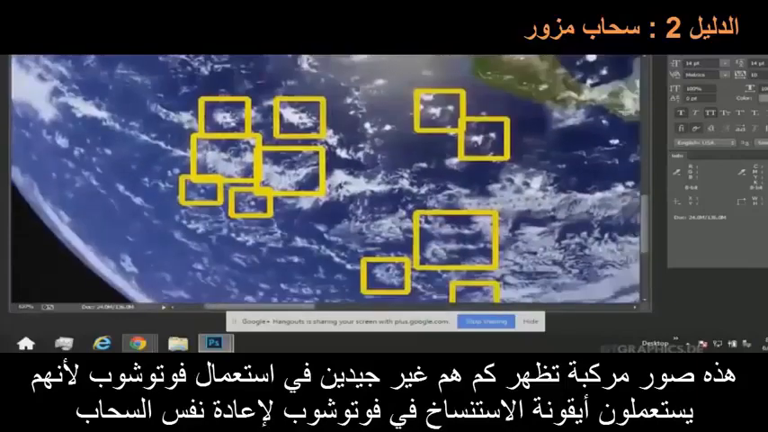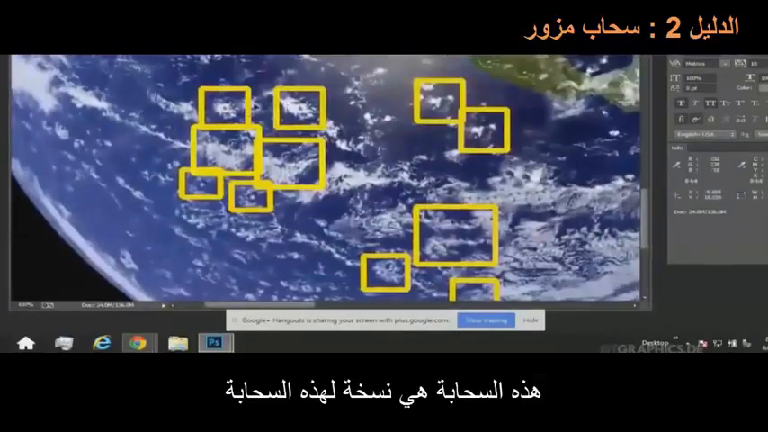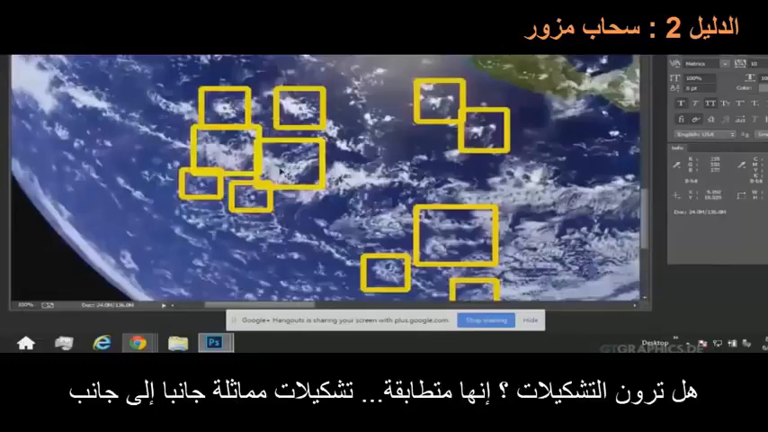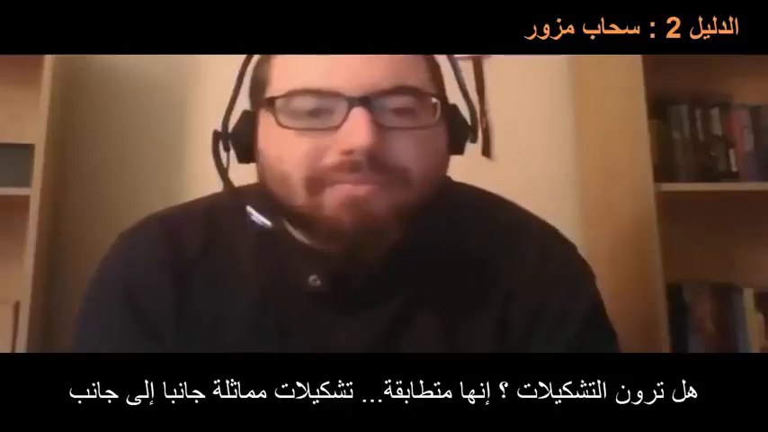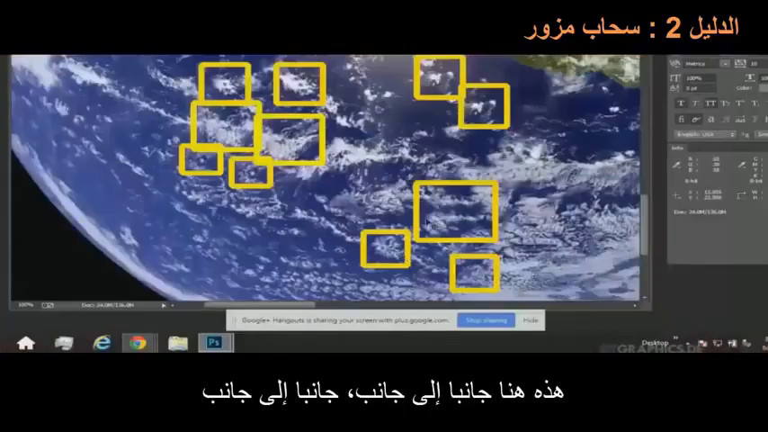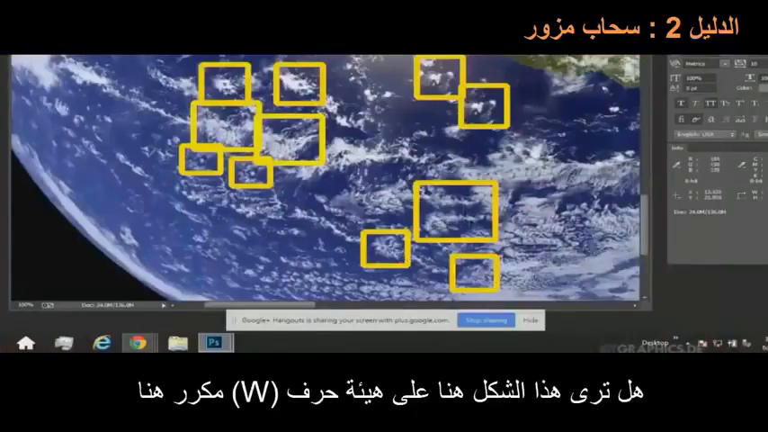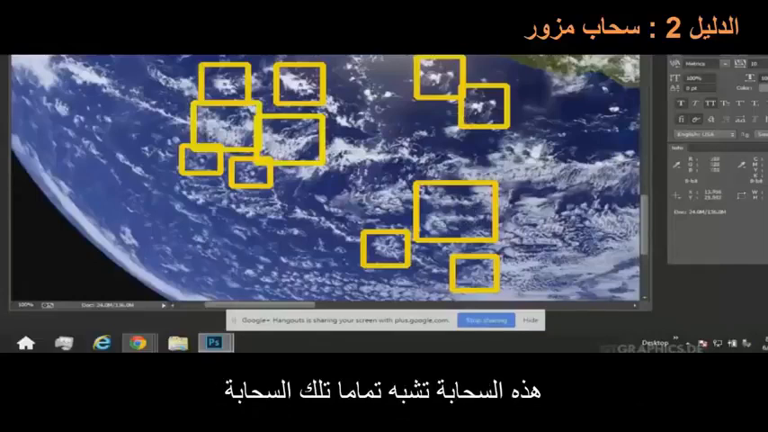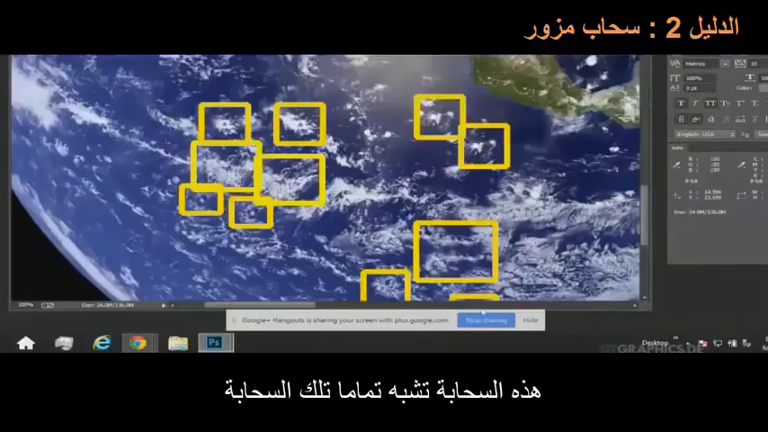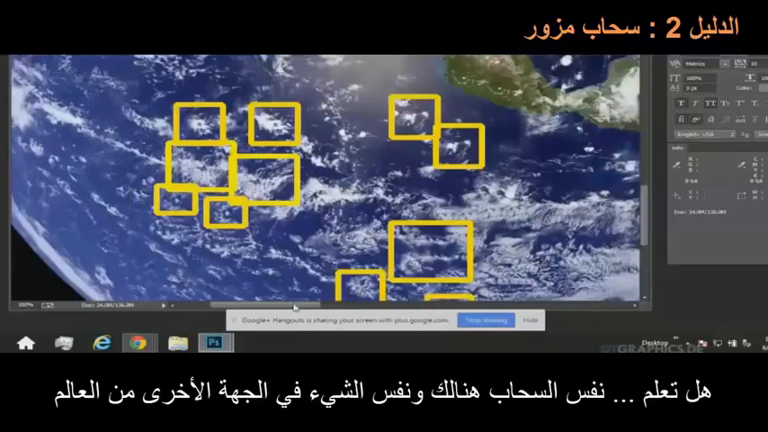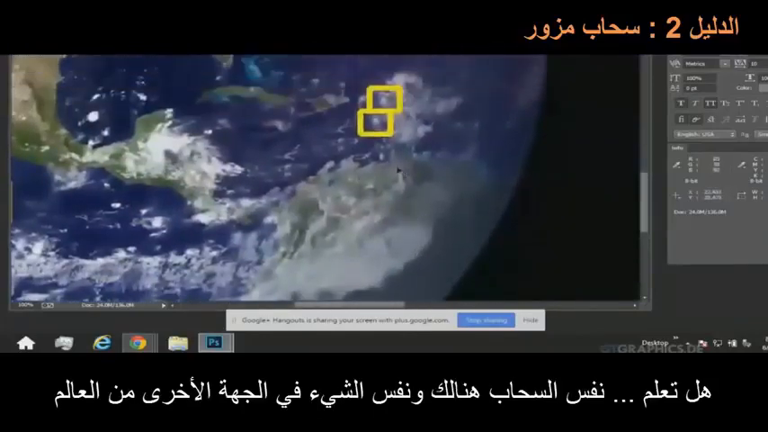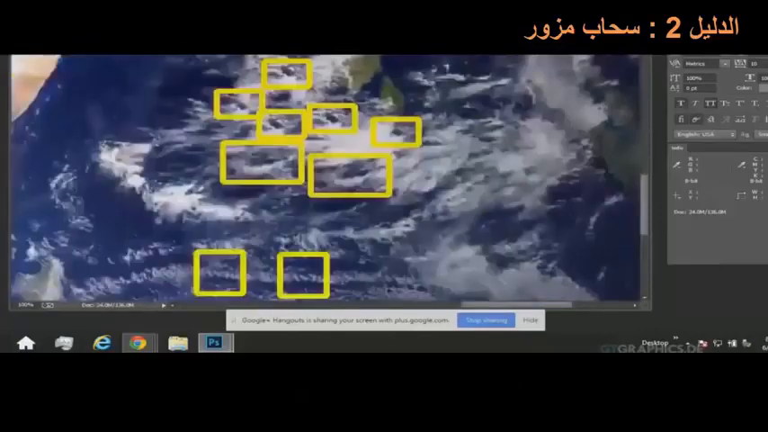These are all composite images where they are really not very good at Photoshop because they're using the Photoshop clone tool to replicate clouds. This cloud is a copy of this cloud. See the formations? They're identical. Identical formations, side by side. Wow. See this kind of W-looking shape right here, replicated right here. This cloud is exactly the same as that cloud. Same clouds right there, and same thing on the other side of the world.